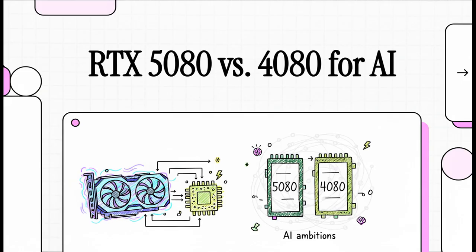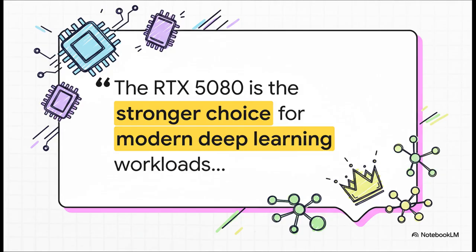Let's do this. So right out of the gate, the source material does not mess around. It makes a pretty bold statement. For the real cutting-edge deep learning stuff, the 5080 is the new champion. But what does stronger actually mean here? It's not just about more power, it's about being built specifically for the kind of AI work that's coming next.